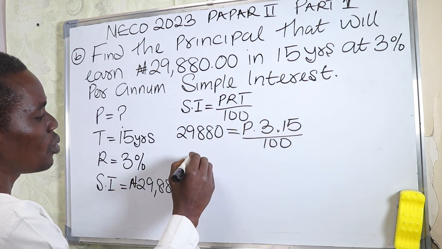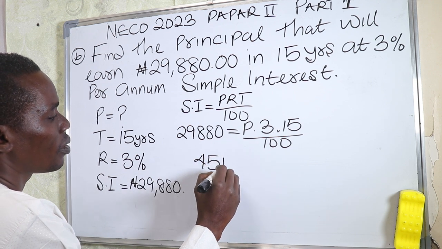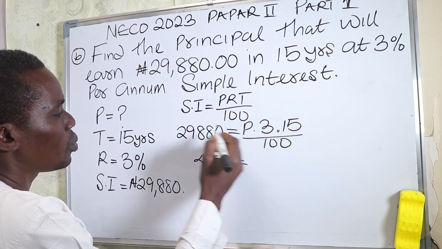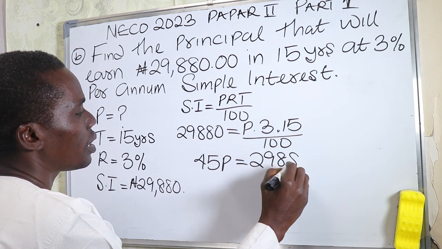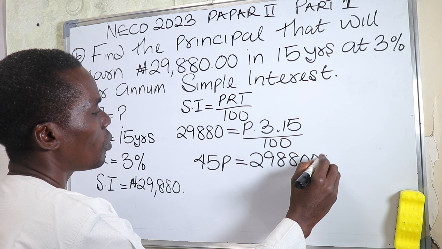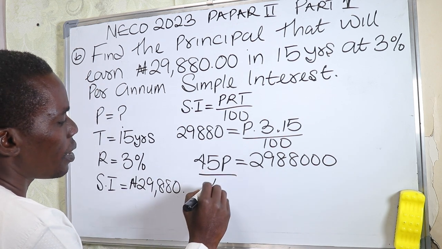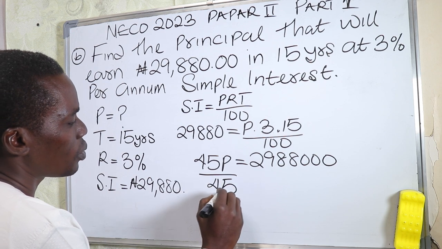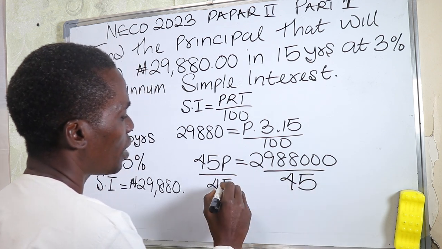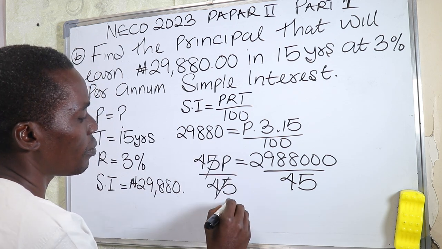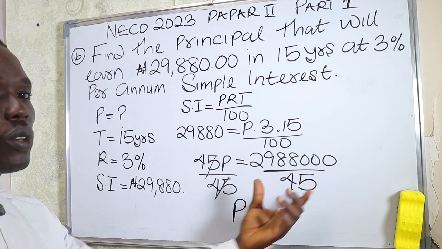Good. So if we multiply this, what do we have? 3 times 15 is going to give us 45P, to be equal to, this 2 zeros will be added to this, that will give us 2,988,000, right? Good. So if we divide here by 45, we're also going to divide here by 45. So 45 will cancel out 45. Then our P will be equal to the result of this.